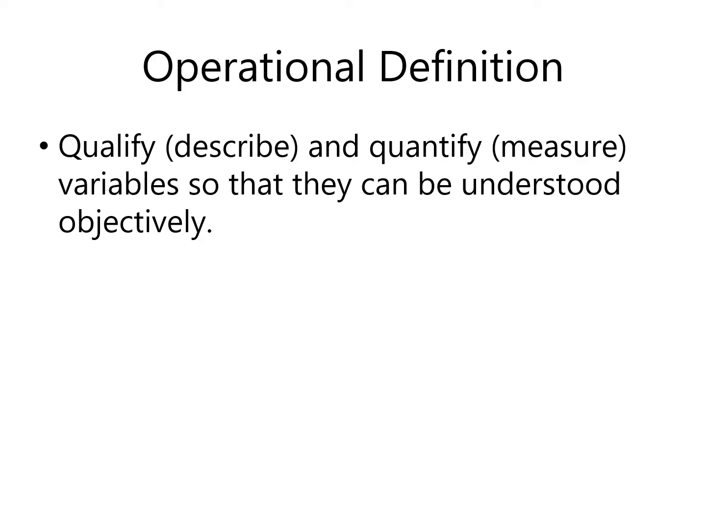We talked a little bit about replication before. If people want to replicate or copy our research, we have to be very specific in how we describe the different variables of our experiment and how we quantify or measure the changes in those variables so that we can tell if our hypothesis is correct or if it's not.